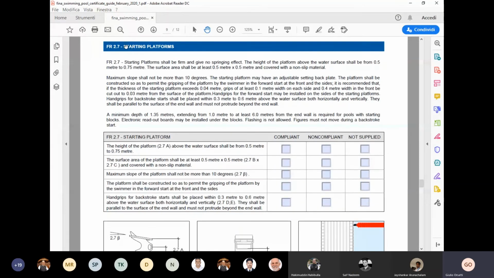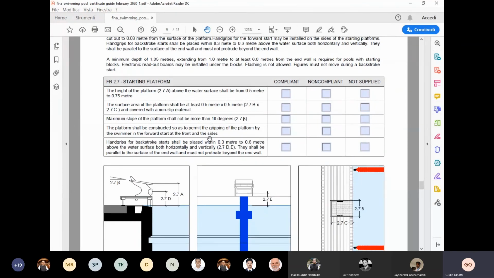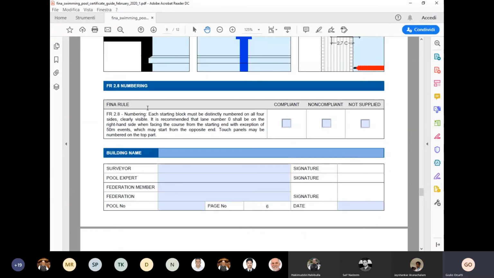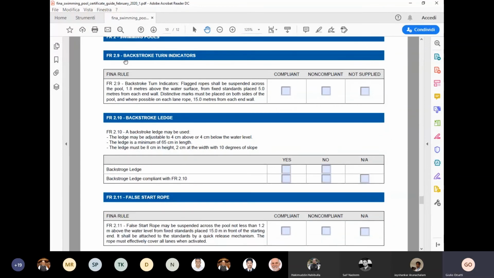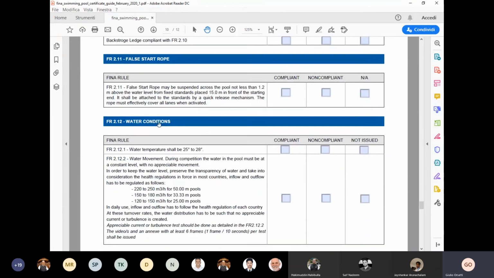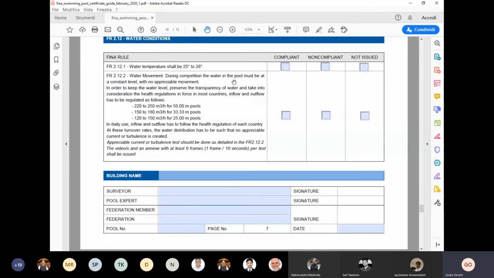Okay. There's a description of the starting platforms, so how the starting platforms need to be installed, all the spatial requirements and everything, so this needs to be checked as well. Numbering of the starting blocks, the backstroke turn indicators, the backstroke ledge. So all these are accessories for competition, the false start, etc. And this is also another very important point, the water conditions. So not only the swimming pool tank, not only the accessories for competition, also the water conditions need to be tested or checked. So they need to be marked as compliant or not compliant.